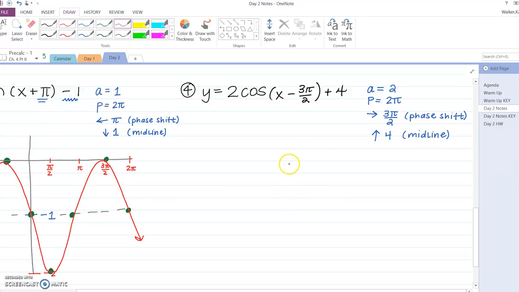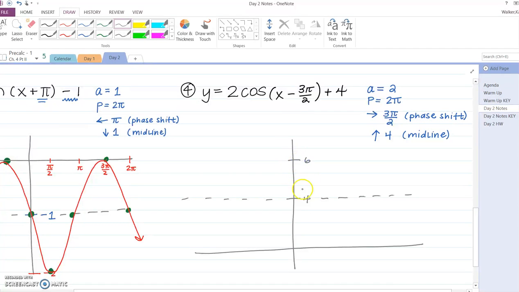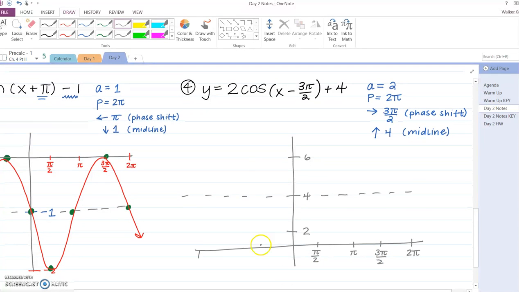So when I graph, because I'm going up 4, I want to give myself room. So here's my midline at 4, drawing a dotted line so I know what to come back to. I'm going up 2 from there, so up 2 from 4 gets me to 6. That's the difference of the amplitude. And down 2 from 4 puts me at 2. So my high point will be at 6, my low points will be at 2. Your x-axis is unchanged because my period didn't change. So I'm going up by pi over 2. Same in the other direction.